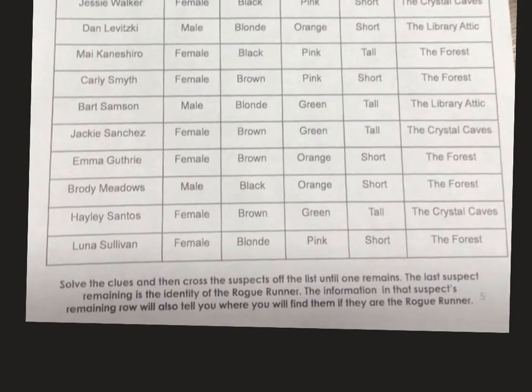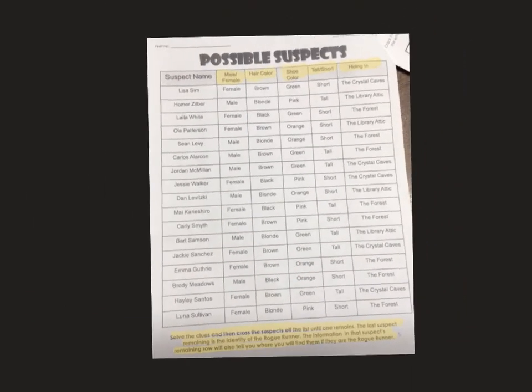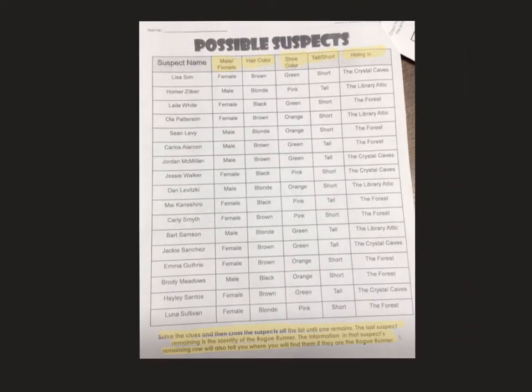Okay, so we look down here at the bottom. It says, solve the clues and then cross the suspect off the list until one remains. The last suspect remaining is the identity of the rogue runner. The information that is in that suspect's remaining row will also tell you where you can find them if they are the rogue runner. Okay, so every single clue we do is going to help us eliminate something from one of these categories. So let's turn the page and let's look at how to set up our work for clue number 1.